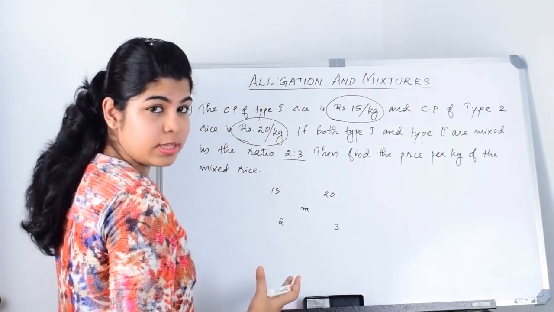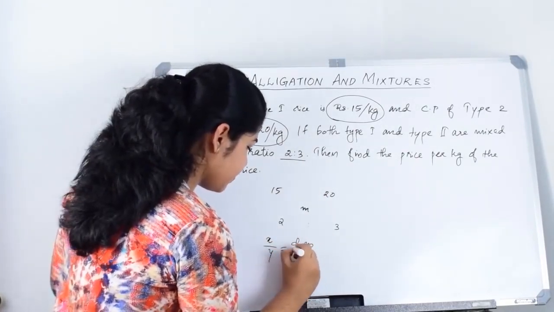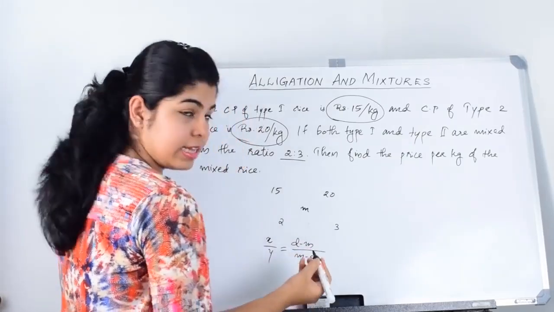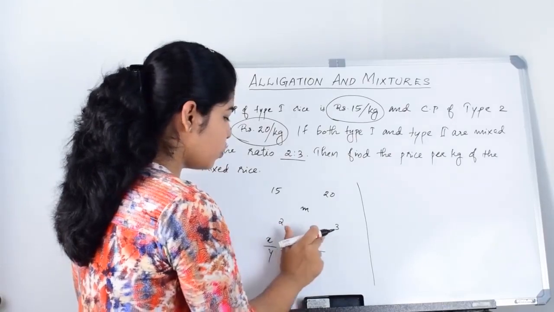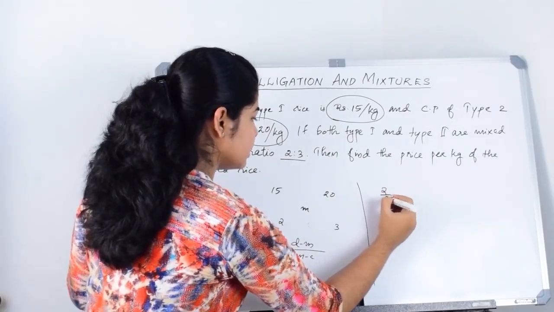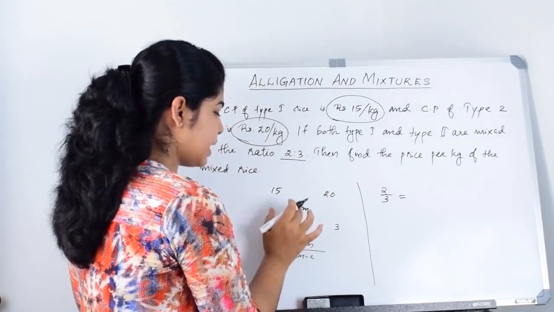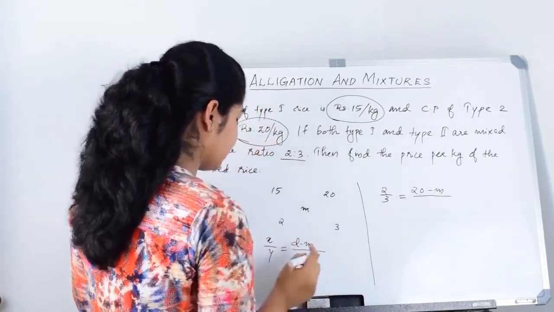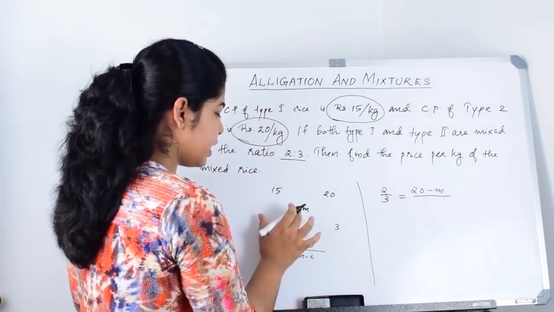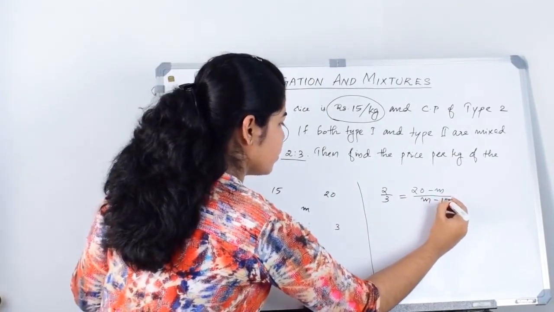And you know that x by y is equal to d minus m by m minus c, right? So we can write x by y as 2 by 3. So 2 by 3 is equal to d minus m, that is 20 minus m, divided by m minus c. So here m minus 15.